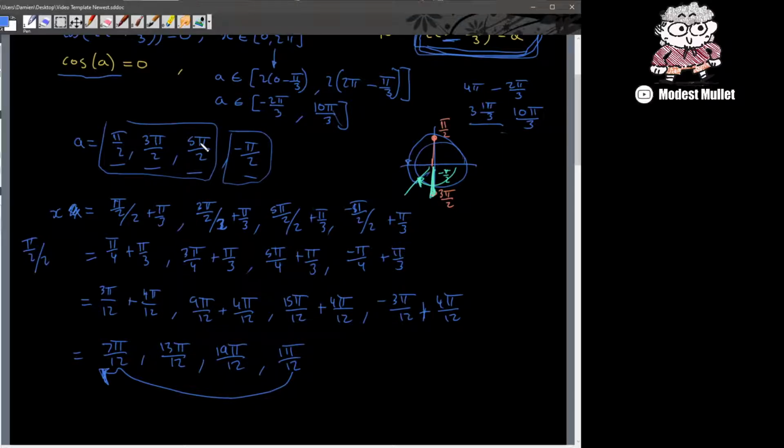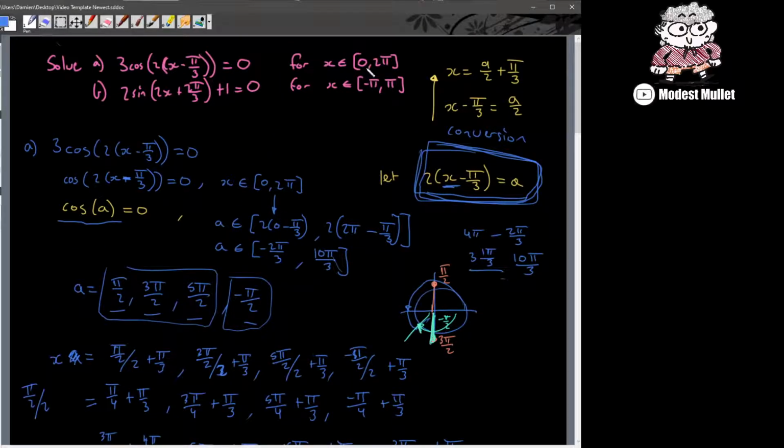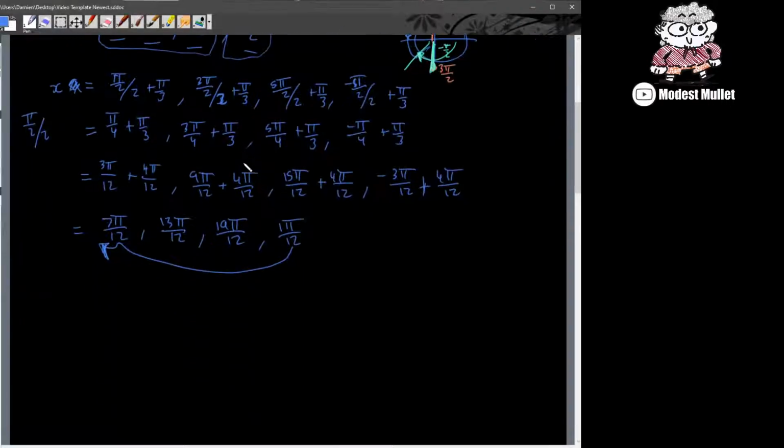And that was allowed at the end. But yeah, we'd want to try and write these in from smallest to largest. And let's go back and look at our original requirement. Our original requirement was from 0 to 2 pi.